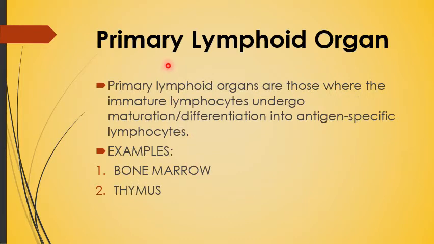Primary lymphoid organs are those where the immature lymphocytes undergo maturation, differentiation into the antigen specific lymphocyte. Means they will become mature, they are going to be developed, they are going to be differentiated, and the two important primary lymphoid organs are bone marrow and thymus.